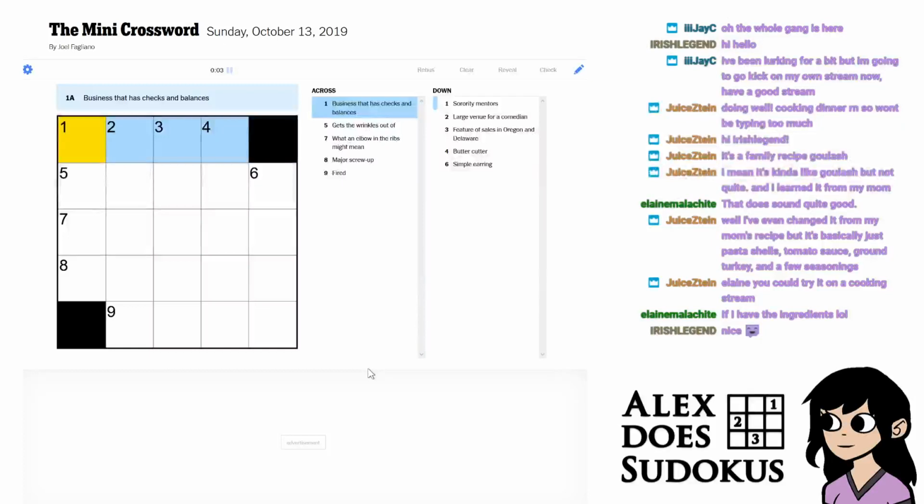Business that has checks and balances. No idea. Gets the wrinkles out. Irons.